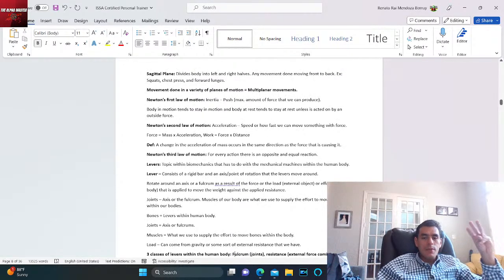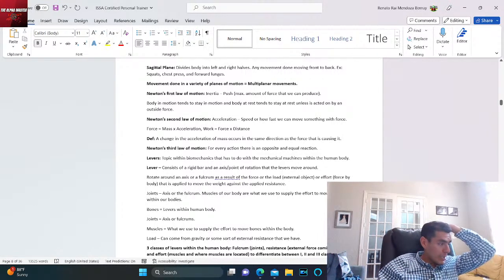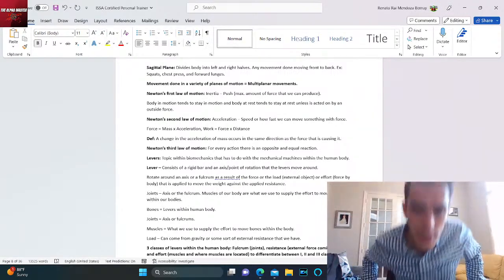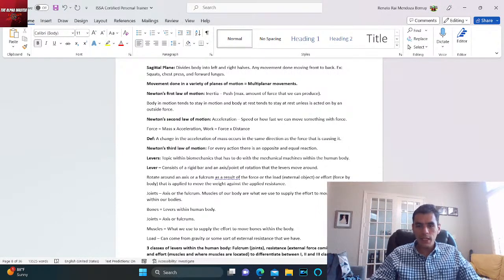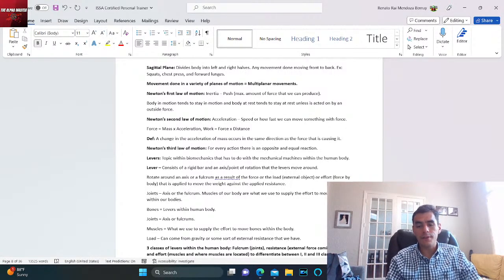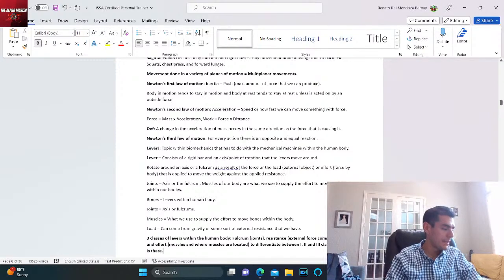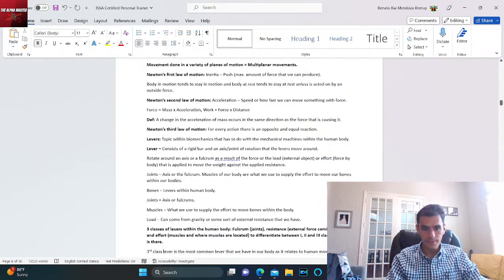There are three classes of levers within the human body. We have the fulcrums, which are going to be the joints, the axis of rotation. The resistance is going to be the external force coming on us, and the effort is going to be the muscles. Where the muscles are located differentiates between the first, second, and third class levers.